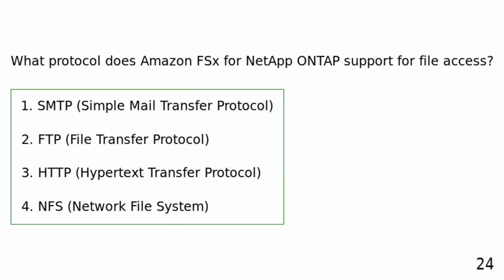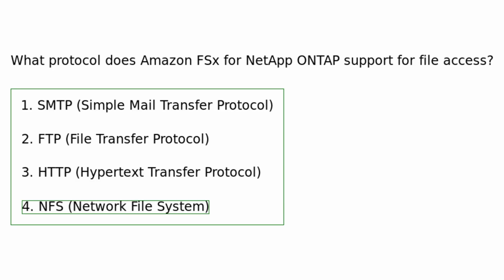What protocol does Amazon FSx for NetApp ONTAP support for file access? SMTP, FTP, HTTP, NFS. Amazon FSx for NetApp ONTAP supports NFS for file access, aligning with typical NetApp ONTAP capabilities.